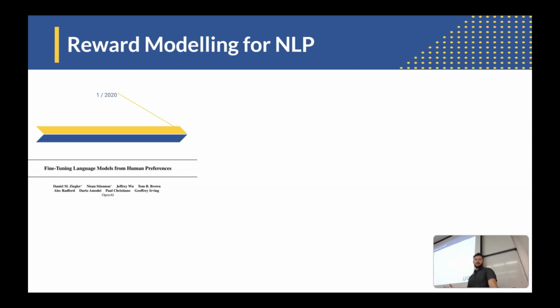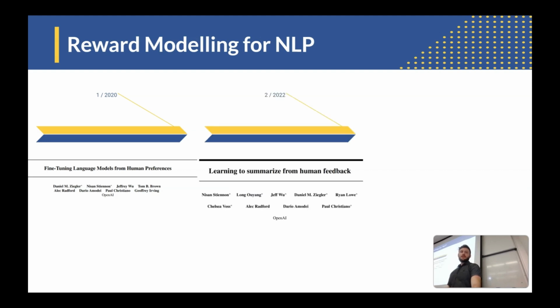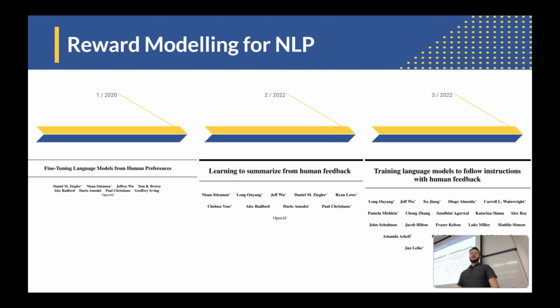I don't think it got as much traction as its follow-up papers, which were Learning to Summarize from Human Feedback, and then the InstructGPT paper that came out in 2022, Training Language Models to Follow Instructions with Human Feedback. But all of these do the same thing: they use labeled, annotated data to train a reward model to then use for RL for language.